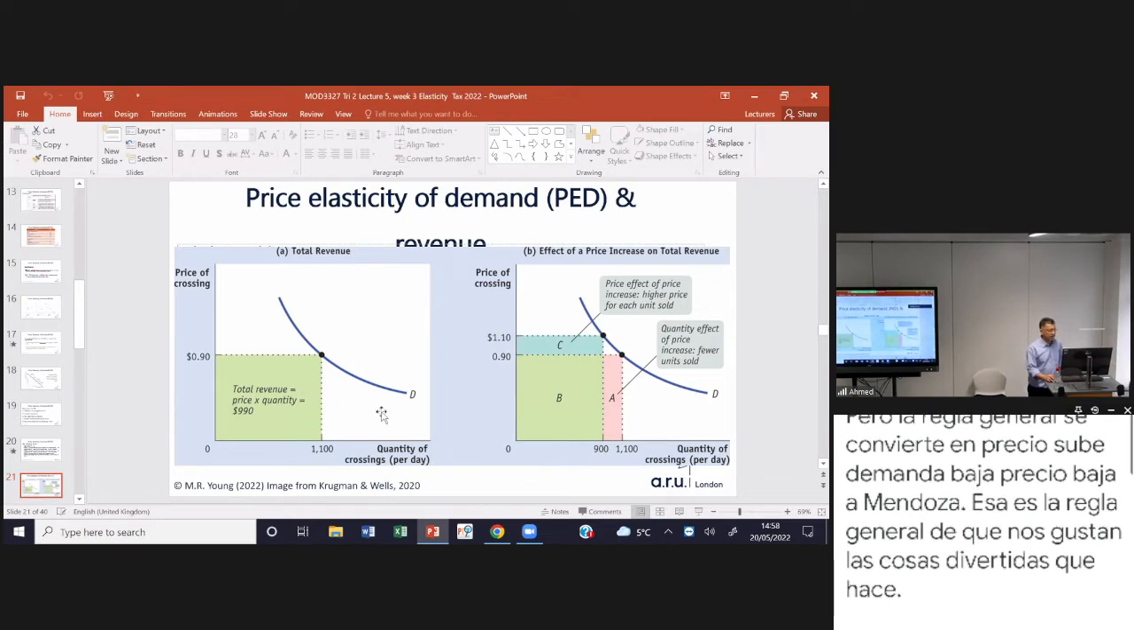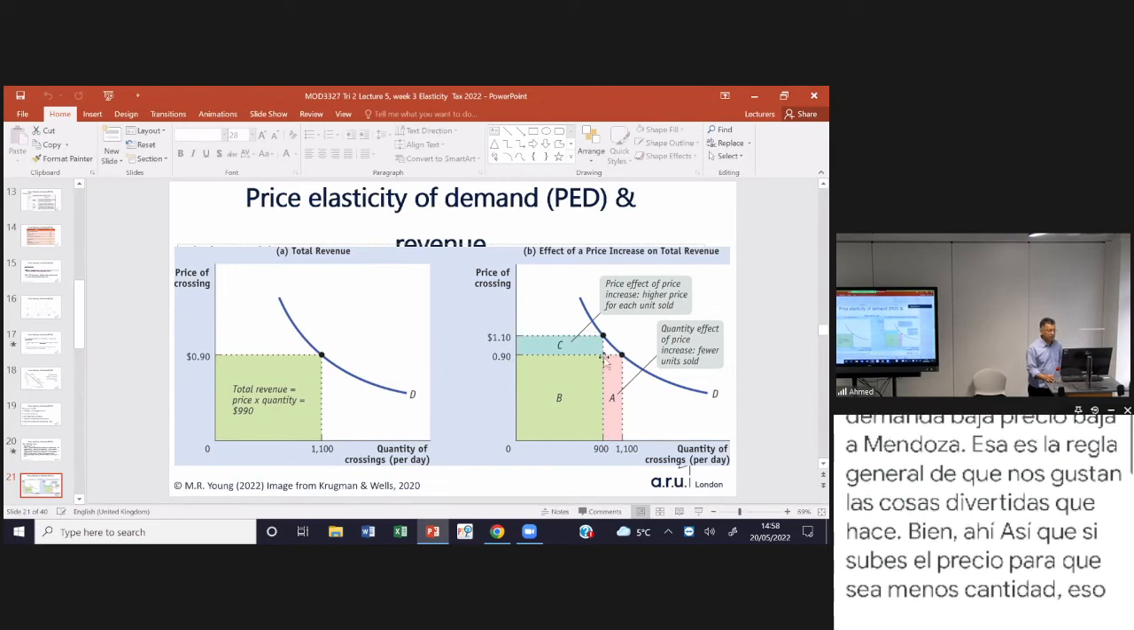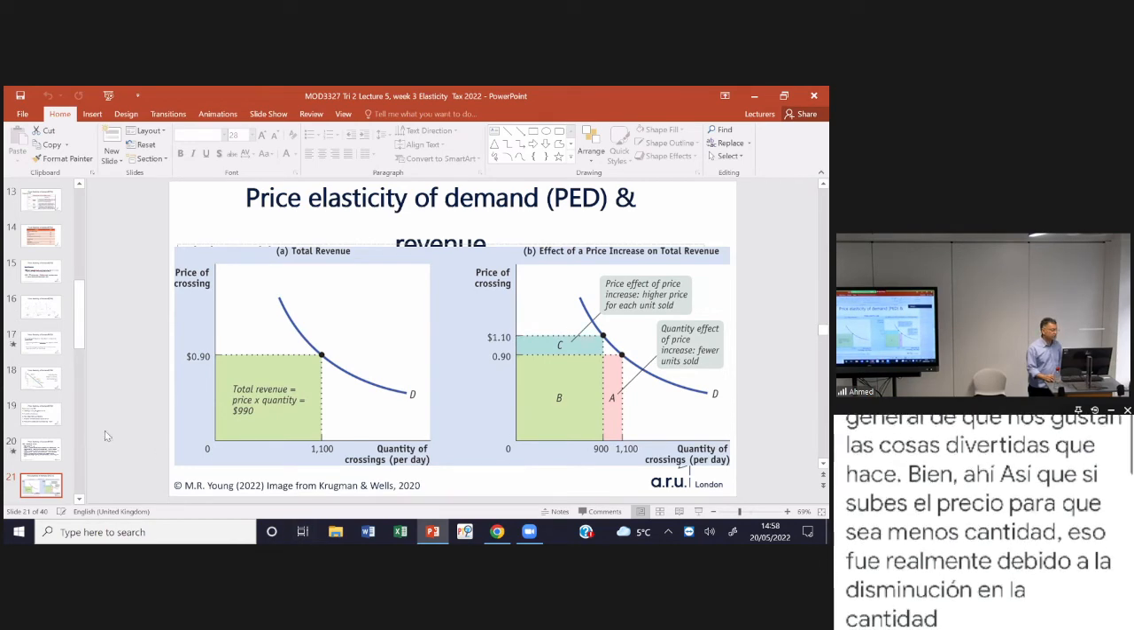Okay, so there we go. If you raise the price, you'll get less quantity, so that much less revenue because of decreasing quantity, and that much more revenue because of an increase in price. That's what we're trying to say there.